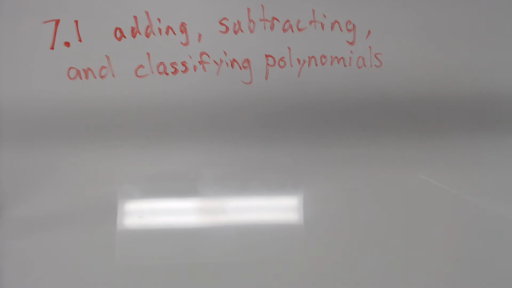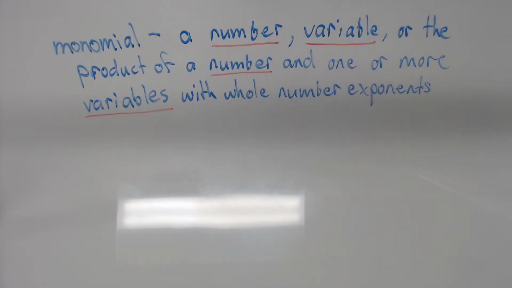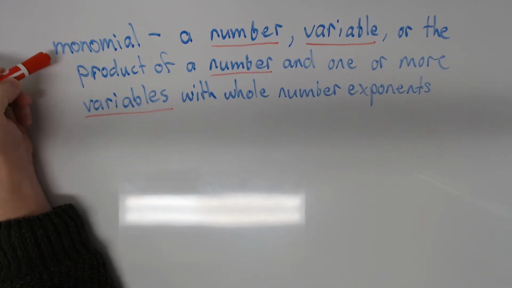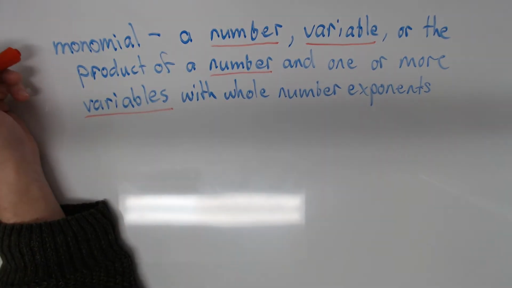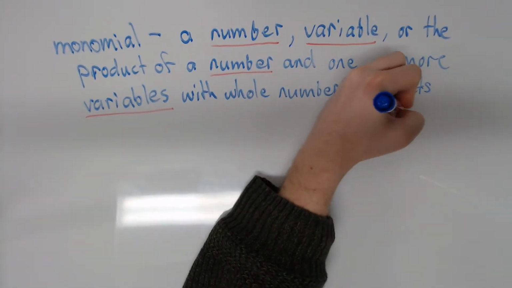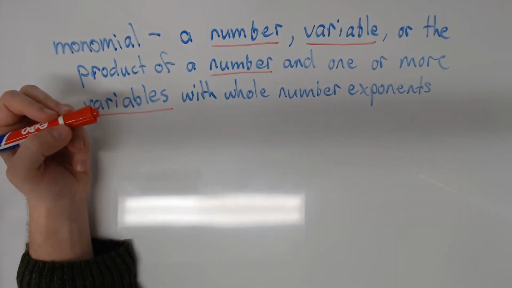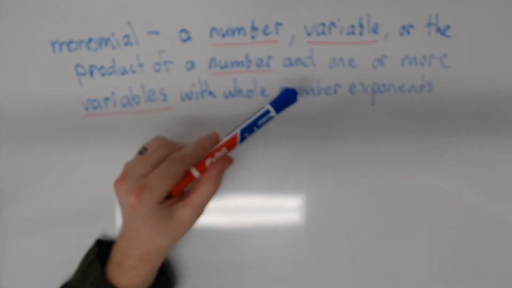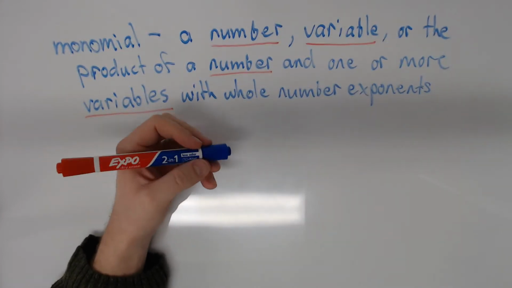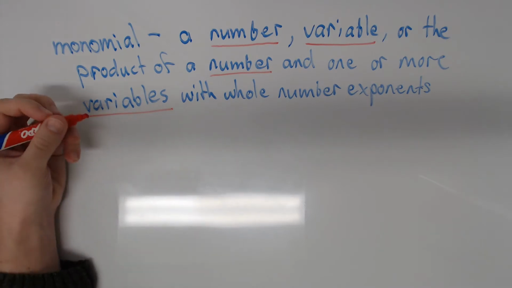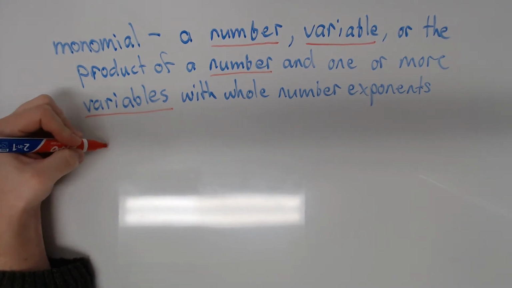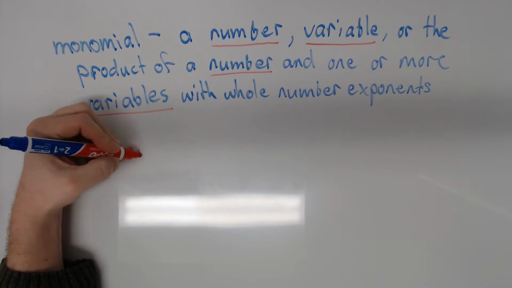So let's get started. First vocabulary term is monomial. A monomial is a number, variable, or the product of a number and one or more variables with whole number exponents. That means non-negative, non-decimal numbers. So 0, 1, 2, 3, no negatives though. You probably won't see a 0 exponent, but hey, it's a possibility. All right, so another name for a monomial, this isn't an exact synonym, but one individual term.